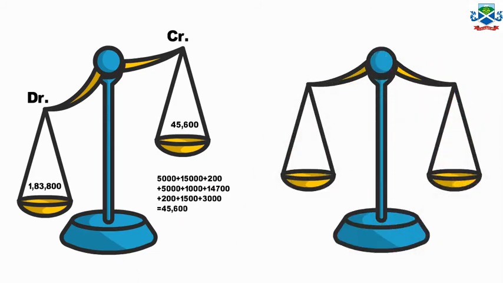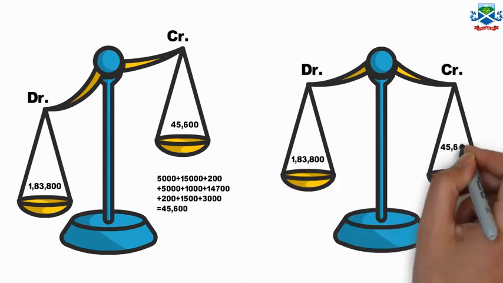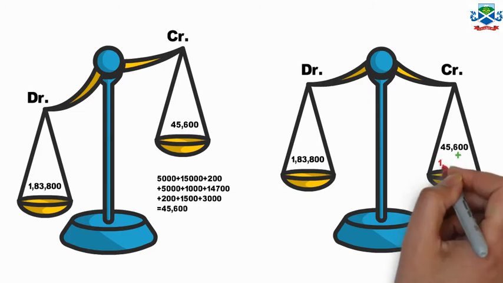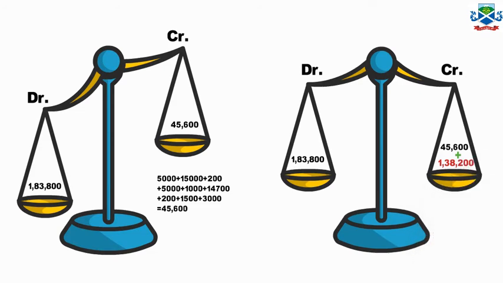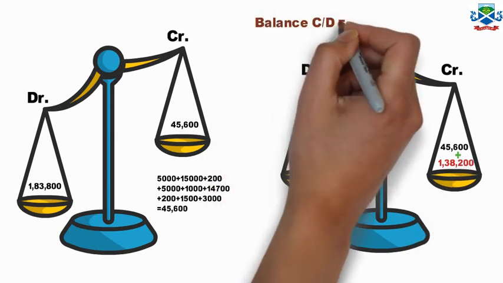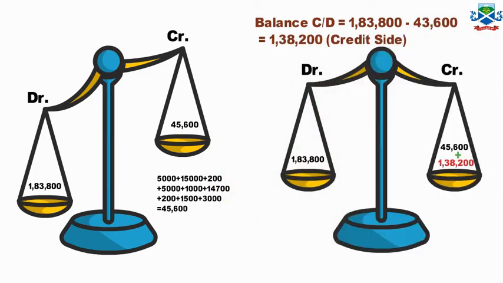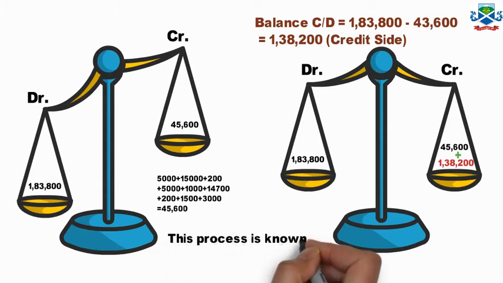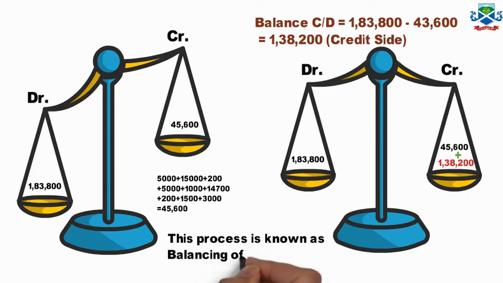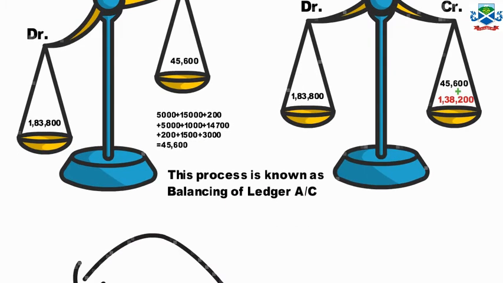Now if you want to make debit and credit balance, in the debit side we have a total of 1,83,800, and in the credit side we have 45,600. How much do we require, how much do you have to add? That is 1,38,200. We have to add it to make it balance. So this balance is called balance CD, that is carried down balance. How? Debit total minus credit total, and that amount comes to 1,38,200. This process is known as balancing of ledger. Whichever side is greater, that greater side minus the shorter side.